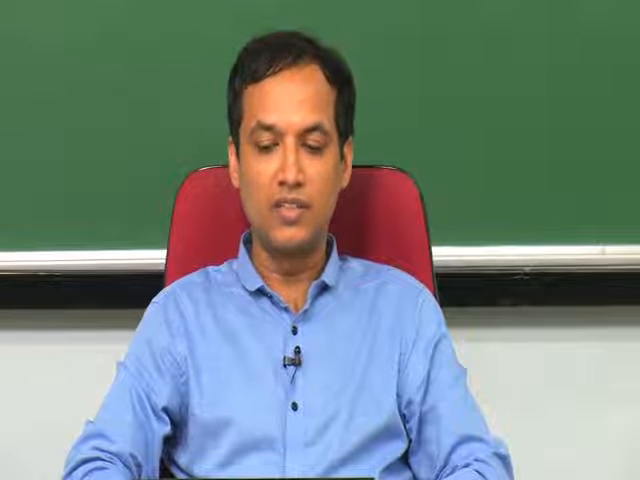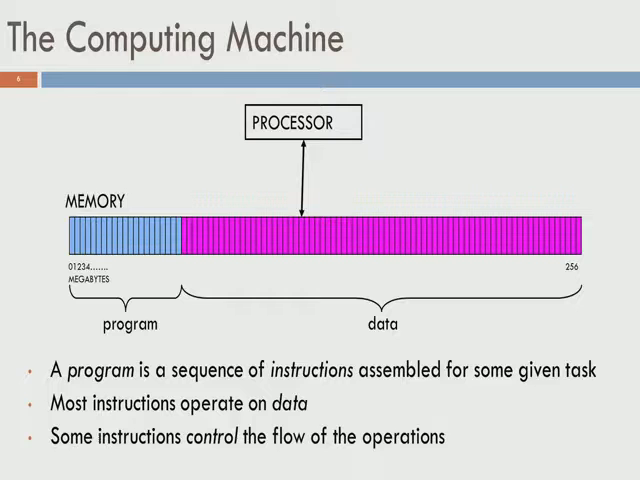And the processor is the heart or the brain of the computing system. Typically memory is divided into 2 portions. There is some portion dedicated for programs and some portion dedicated for data. A program is essentially a sequence of instructions assembled to do some task. It could be a game, it could be a piece of software that you write for this course, it could be a search engine, it could be a browser, it could be anything. And most of these instructions actually operate on data, and the data is something that you store in the memory as well. There are instructions which could also control the flow of operations.